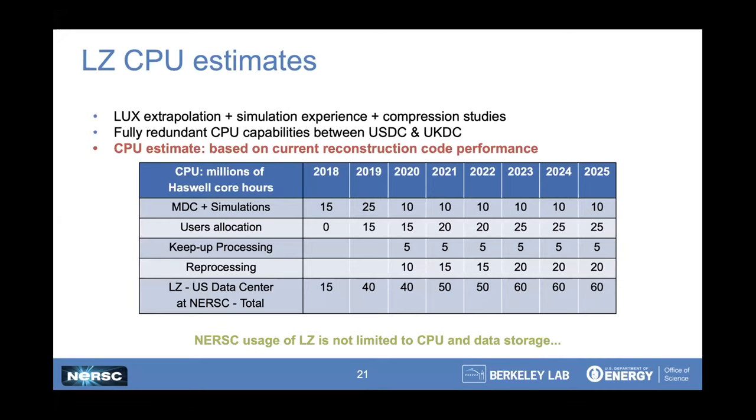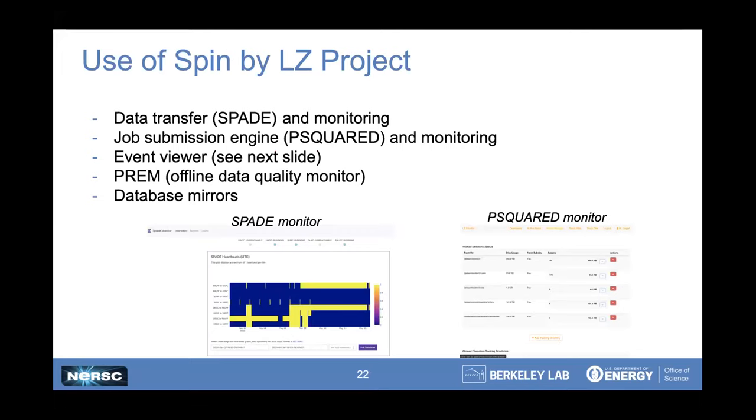But thanks to the new tools that NERSC is setting up, the LZ collaboration is not, let's say, limited in CPU usage and data storage. We are using other services provided by NERSC, and SPIN is a very good service that we are using a lot. We are using it for the data transfer because our software space is living on SPIN.